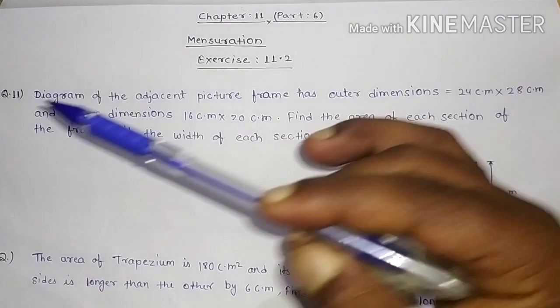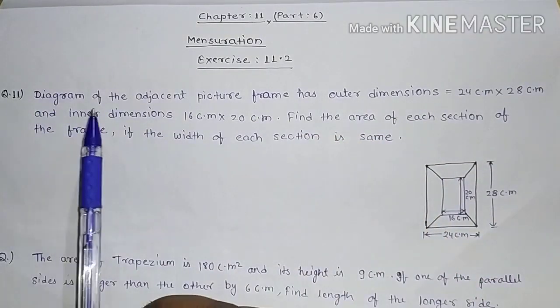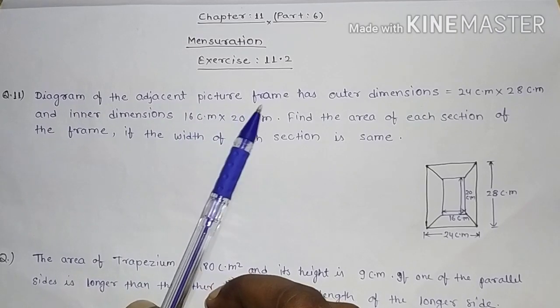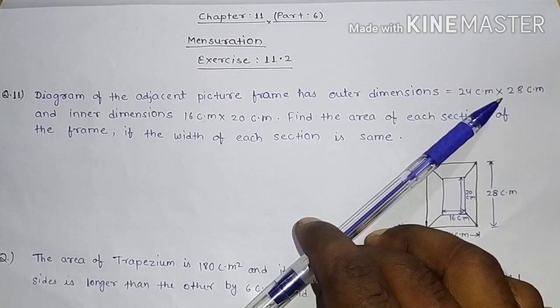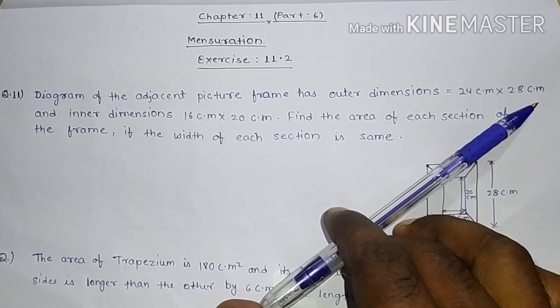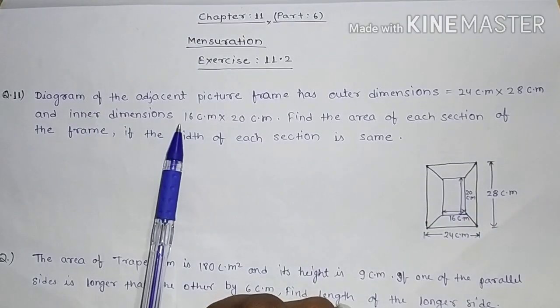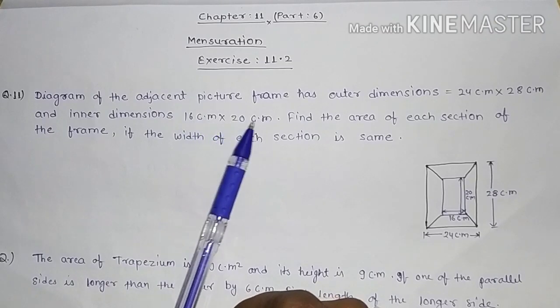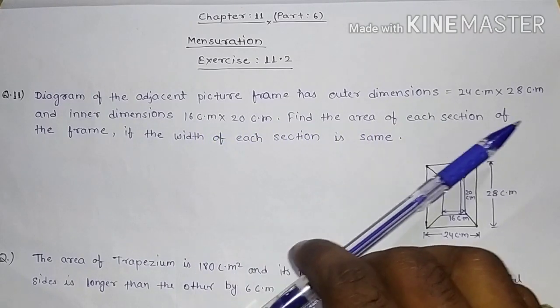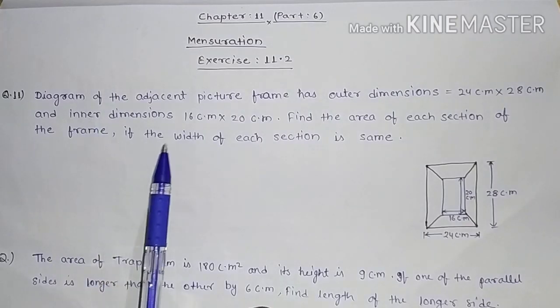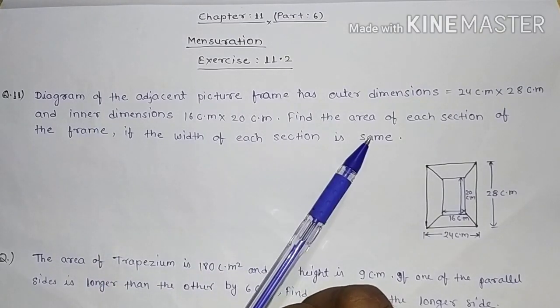Now question number 11. The diagram of the adjacent picture frame has outer dimensions equal to 24 centimeter into 28 centimeter and inner dimensions 16 centimeter into 20 centimeter. Find the area of each section of the frame if the width of each section is the same.